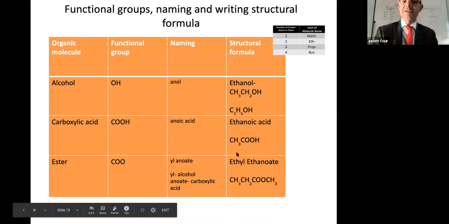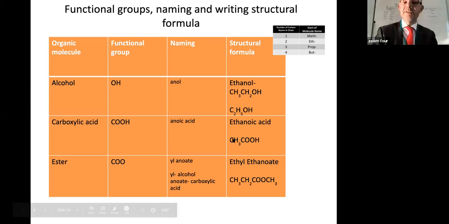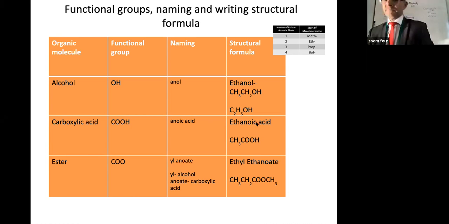But if you're trying to work out how to name something, you can just count the carbons and the hydrogens in it. So OH, but you can see it's got 2 carbons, so we know it's ethanoic acid because it's got 2 carbons in it, like that. Okay. Now, let's just move on.